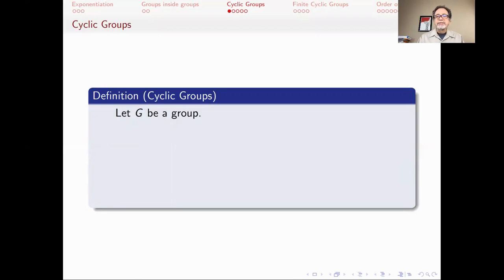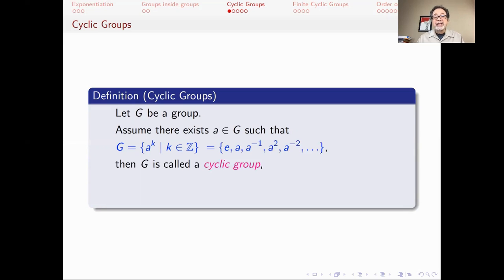Now we're going to define what we mean by a cyclic group. If you have a group and assume that you have this very special element A in G, such that the smallest subgroup of G that contains A ends up being all of G. When you look at all powers of A, identity, A inverse, A squared, A minus 2, and so forth, you actually get everything in G. Then in that case, G is called a cyclic group. And A is a generator of G. This A generates G, and we write pointy brackets A.